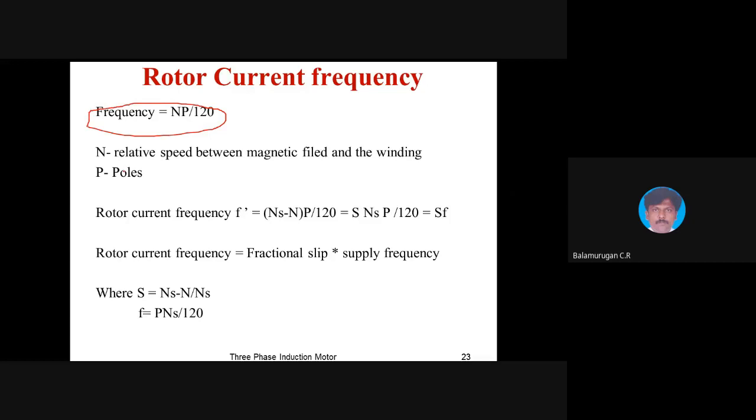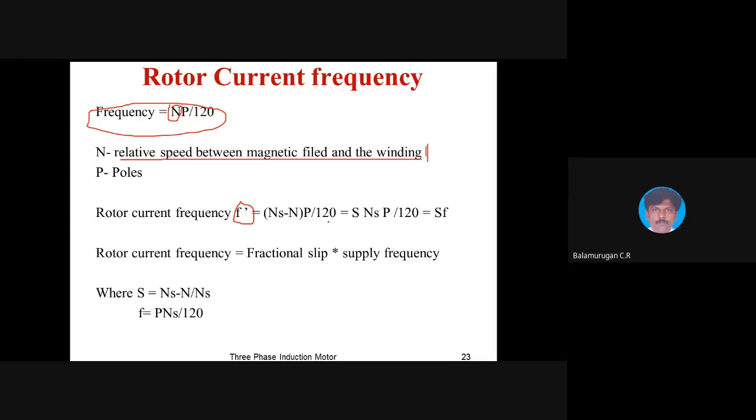And what is N? It is the relative speed between the magnetic field and the winding. And what is my F dash? This is the frequency available on the rotor circuit. Due to flux linking, there is a generation of EMF on the rotor circuit and current flows on the rotor circuit, and a frequency is available on the rotor circuit. In this formula I mentioned N as the relative speed between the magnetic field and the winding, so we are going to replace this N with NS minus N. This is called the change in speed.